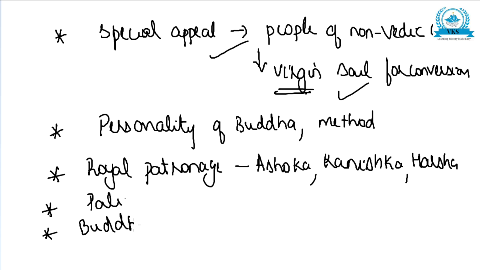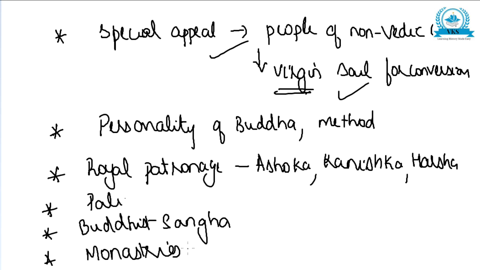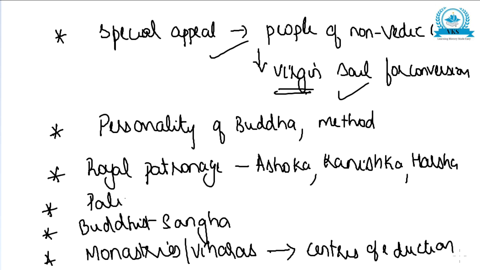The work done by the Buddhist Sangha was responsible for the spread of Buddhism, and also the monasteries or viharas. These monasteries and viharas became great centers of education. So all these are the points I have discussed earlier, just explained in a simple way. All these were the main causes for the rise and spread of Buddhism.